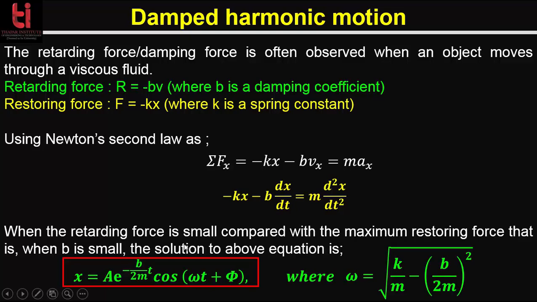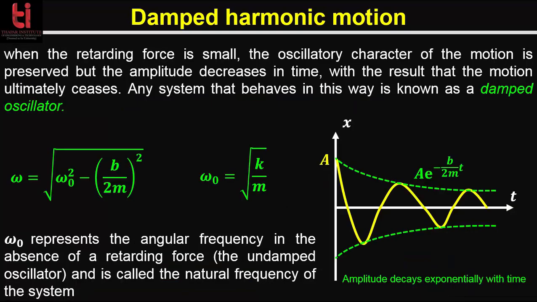When the retarding force is small compared with the maximum restoring force, that is when b is small, the solution to the above equation is x equals A e to the power minus b/2m t cos(ωt + φ), where ω, the angular frequency, is equal to root over (k/m minus (b/2m)²). So when the retarding force is small, the oscillatory character of the motion is preserved, but the amplitude decreases in time, with the result that the motion ultimately ceases.